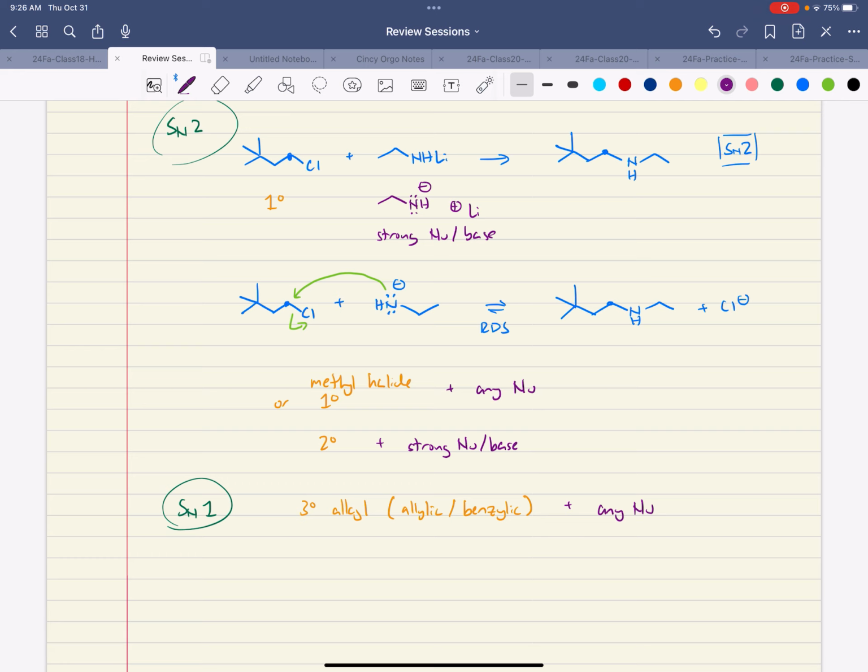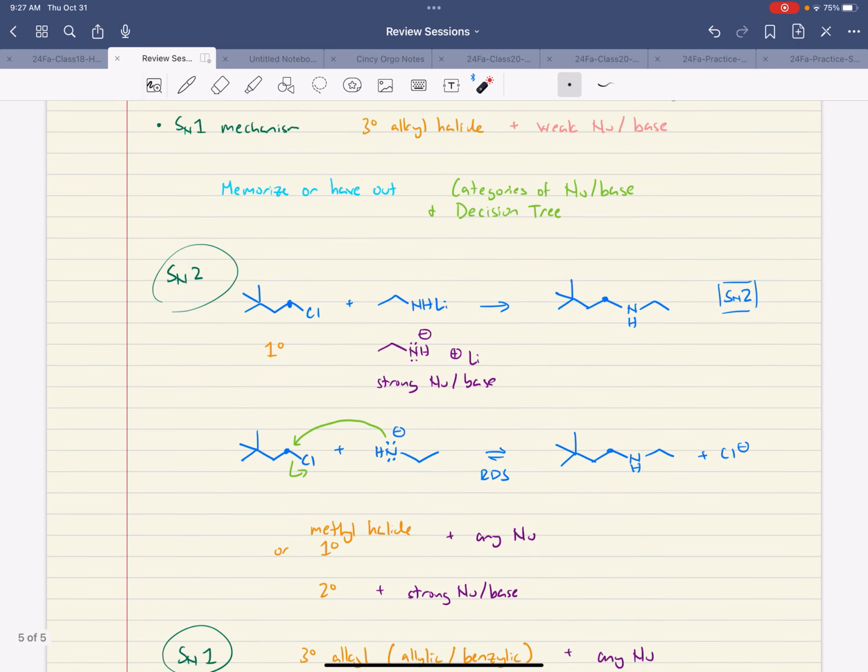What else do I want to say? Oh, secondary. The one on the fence, secondary, could either be SN2 or SN1. So how do we make it SN1? If it's a weak nucleophile or base. Contrast those two situations. It will tell you whether it's SN2 or SN1 for that alkyl halide that's on the fence.